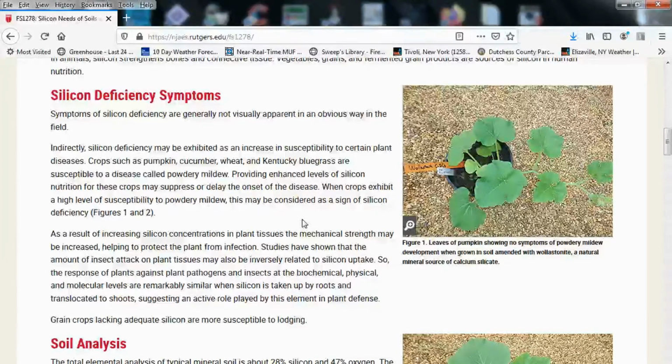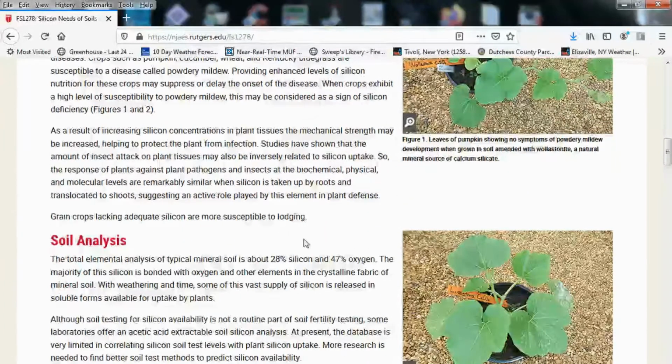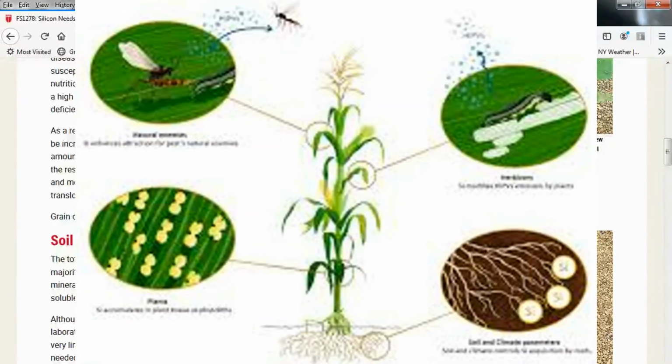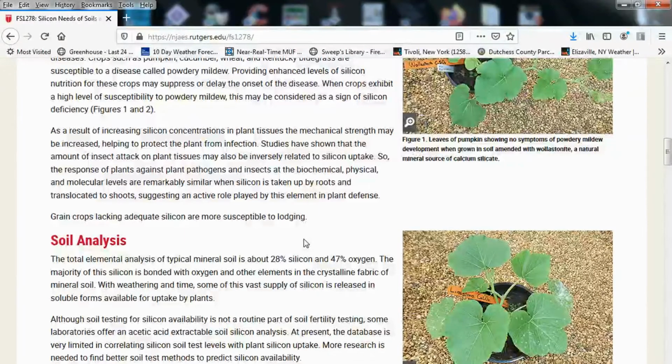When crops exhibit a high level of susceptibility to powdery mildew, this may be considered a sign of silicon deficiency. And again, you should really do a plant sap analysis test to determine if silicon levels are up to where they should be. As a result of increasing silicon concentrations in plant tissues, the mechanical strength may be increased, helping to protect the plant from infection. Studies have shown that the amount of insect attack on plant diseases may also be inversely related to silicon uptake. So, the response of plants against pathogens and insects at the biochemical, physical, and molecular levels is remarkably similar when silicon is taken up by roots and translocated to shoots, suggesting an active role played by this element in plant defense.